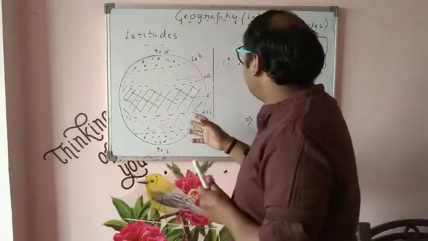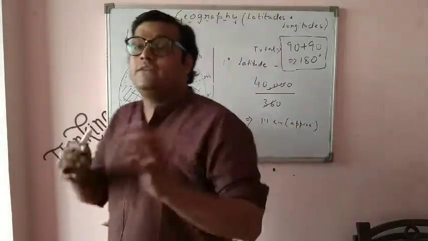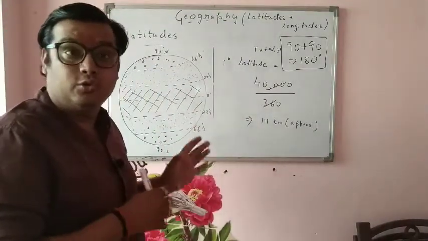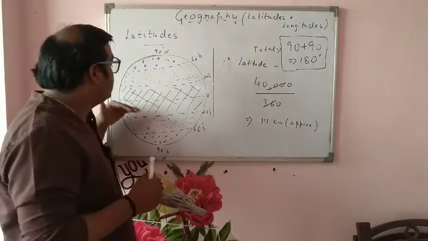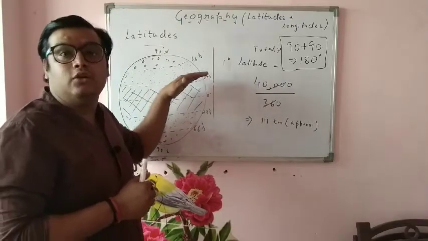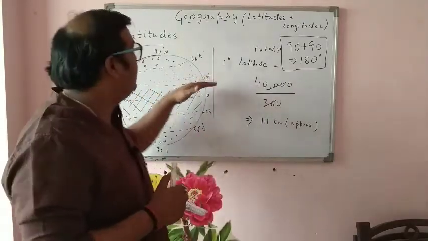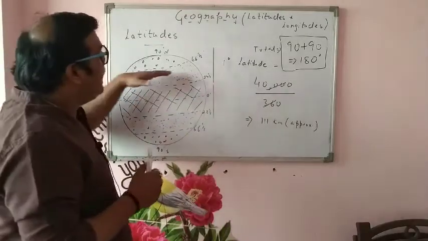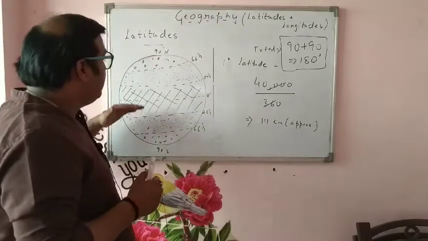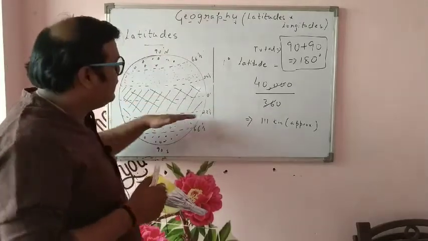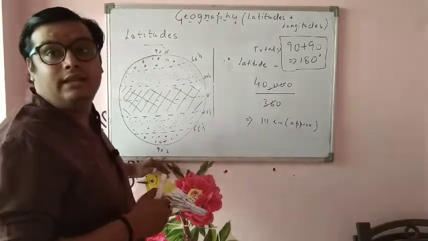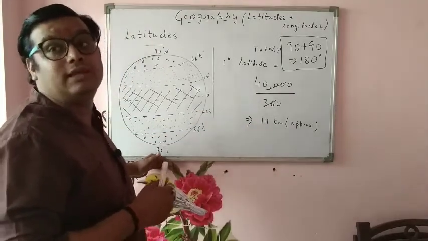Now what happens when you are talking about the heat zones? First of all, the heat zones are basically classified with the help of 5 lines of latitude. The 5 basic lines of latitude are 0 degree equator, then 23.5 degree Tropic of Cancer, which is on the northern side. We are talking about the northern side first. Then Arctic Circle, then North Pole. Correct? Next, on the southern side, 23.5 degree Tropic of Capricorn, Antarctic Circle, and then 90 degree South Pole.